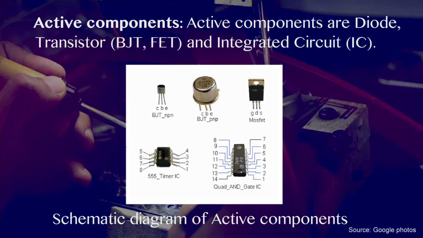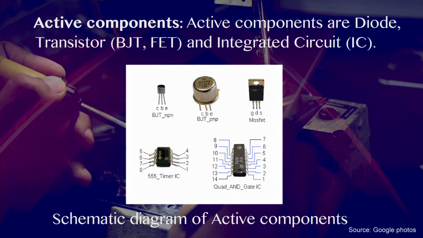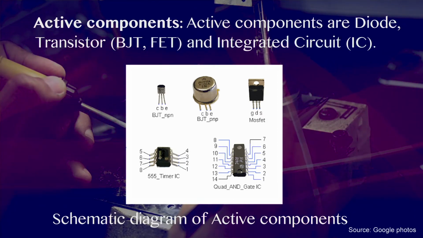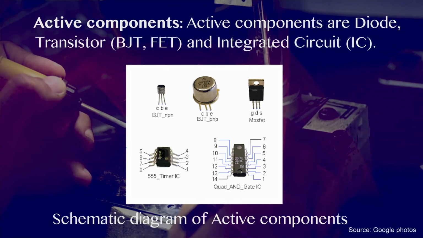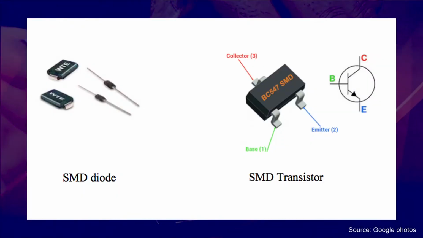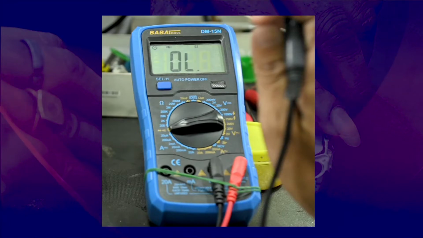The active components. These components require a power supply for their operation to generate some outcomes such as amplification, oscillation, signal control, etc. Such components are diode, transistors and integrated circuit. So here some active components are shown. We can test the passive and active components using a digital multimeter.